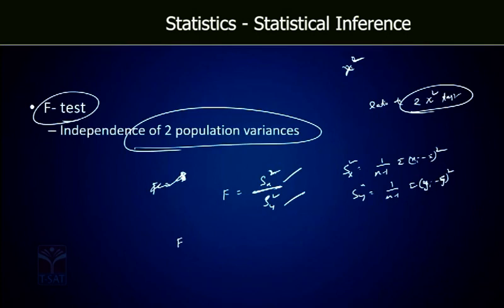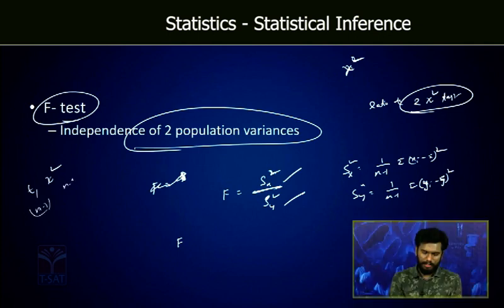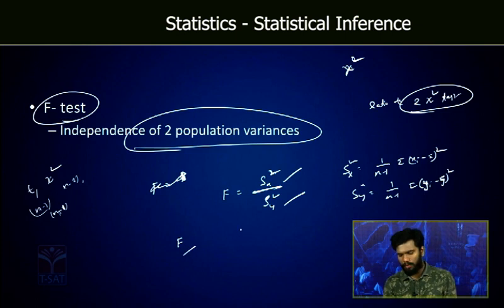Till now we have discussed the t test and the chi-square test, which have only 1 degree of freedom, that is n minus 1 or n minus 2 or n minus 3. That is only one set of degrees of freedom. But for the F test we have two sets of degrees of freedom: for the X population and for the Y population we have separate degrees of freedom. That is, F will follow n1 minus 1 comma n2 minus 1 degrees of freedom.